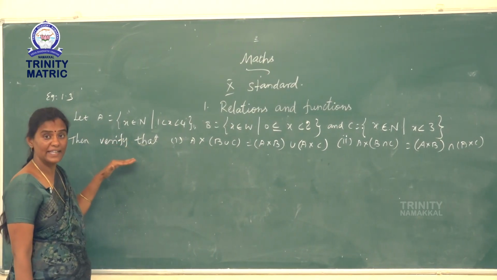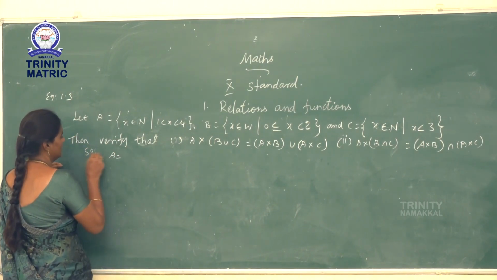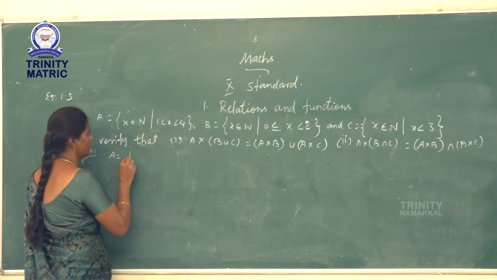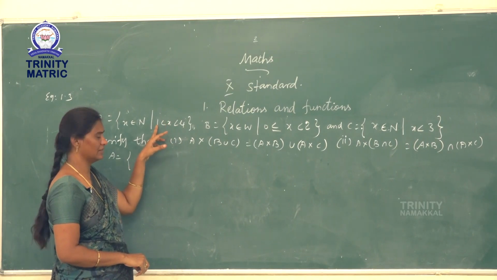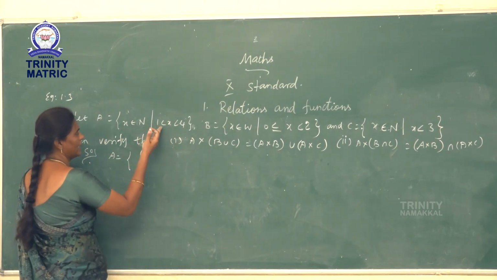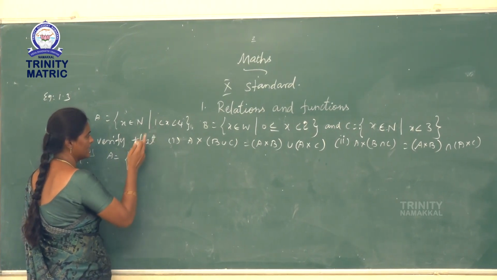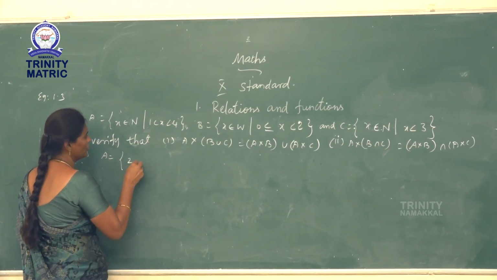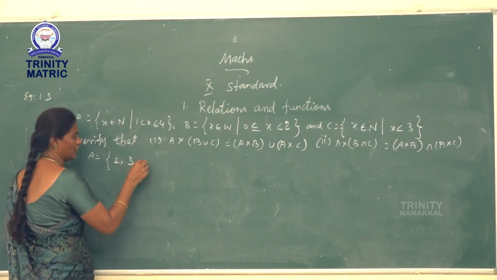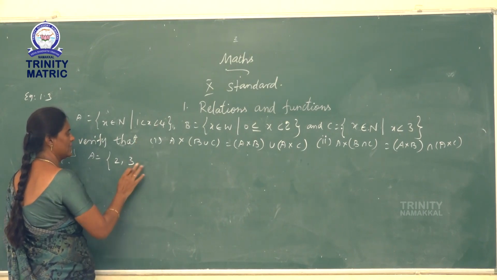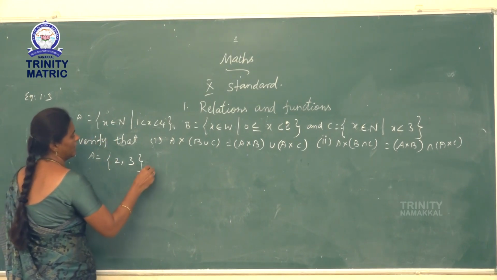So here we have to find the elements in the sets. What is the set A? x is a natural number. Natural numbers start from 1, but here the condition is that x is greater than 1. Less than or equal to means we take 1, otherwise we won't take 1. So 2, 3, less than 4. Suppose if it were less than or equal to 4, we take 4. Otherwise less than 4 means we don't take 4. So the elements of the set A are 2, 3.